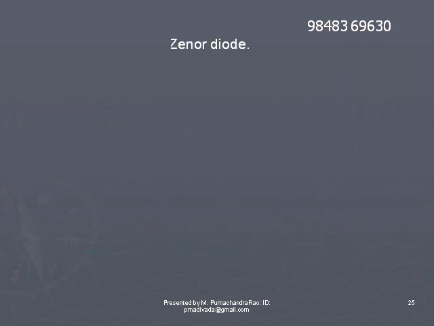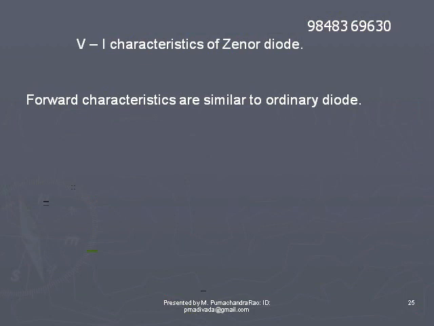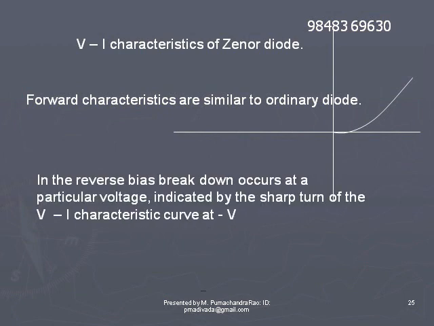Voltage-current characteristics of Zener diode. VI characteristics of Zener diode. When the Zener diode is forward biased, it acts similar to an ordinary diode. That is, if we draw a graph between voltage and current, initially the current is 0. After exceeding the barrier voltage, the current starts flowing and increases with the increase in applied voltage. The current is of the order of milliamperes. So it is similar to an ordinary diode.